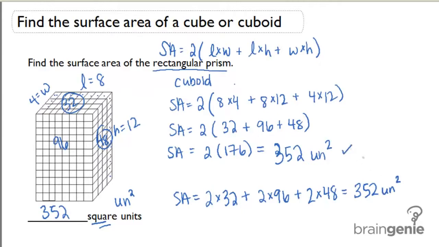So really, both ways give you the same answer for finding the surface area of a rectangular prism or a cuboid.